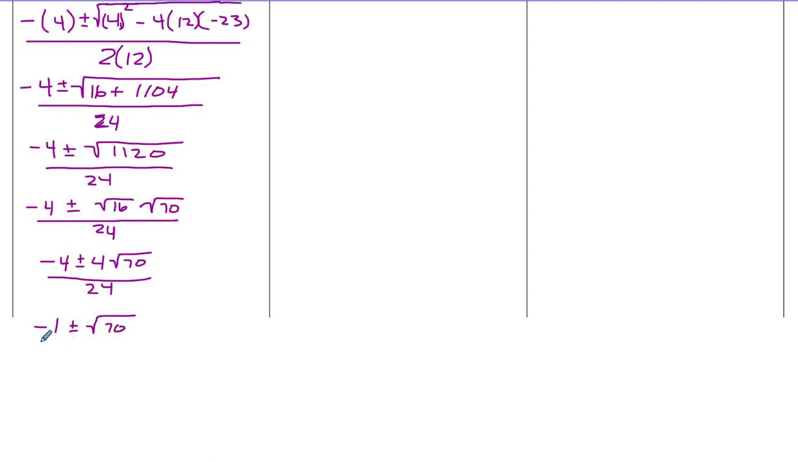And we just have the radical 70, and then this is now all over 6. So now we can write our 2 solutions. We have negative 1 plus radical 70 all over 6, and we also have negative 1 minus radical 70, also all over 6.